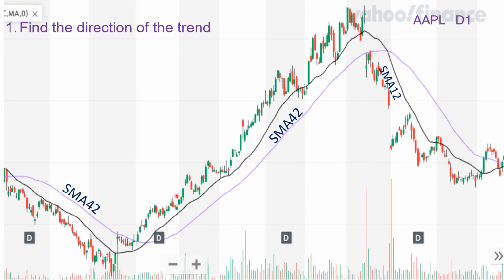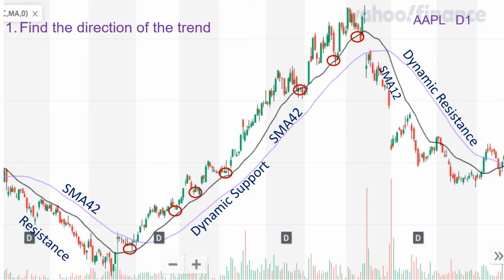Now, in this case where we have a strong uptrend, the price is above these two moving averages, so these two moving averages are considered dynamic support with almost 7 touches. In these two cases, here we have a strong downtrend, and these two moving averages that are above the price are considered dynamic resistance with almost 5 touches.